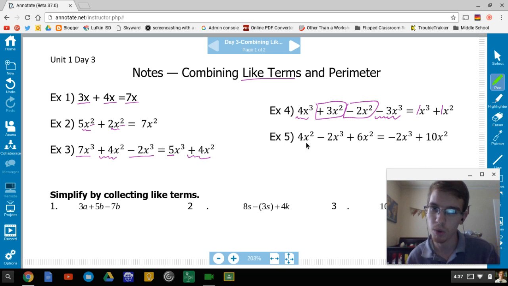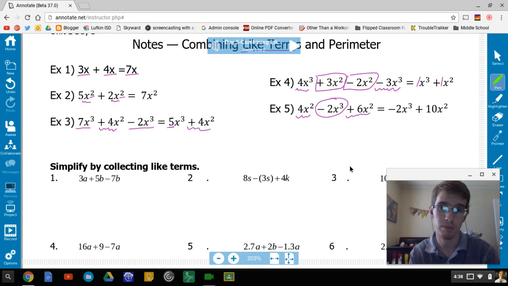Same thing here, we get 4x squared plus 6x squared. So that is 4 plus 6, so 10x squared right here. And minus 2x cubed minus 2x cubed. We like to have the highest exponent first. So that's how it's going to work. So let's dive into some of these problems to work on.